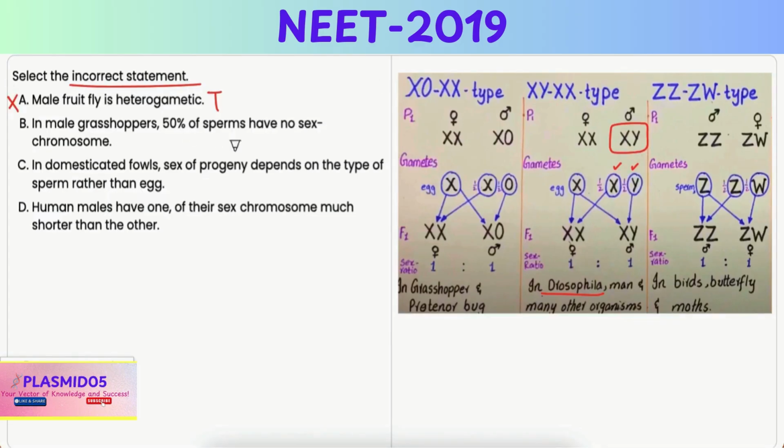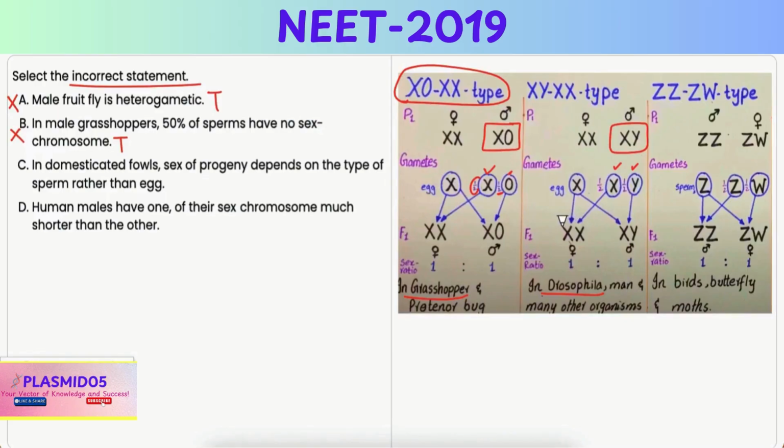Option B, in male grasshoppers, 50% of sperms have no sex chromosome. Now, this is also true. Male grasshoppers have an XO type of sex determination system, where males have only one X chromosome and no Y chromosome. So, half of the sperm carry an X chromosome and the other half carry no sex chromosome. Hence, this is also an incorrect option.